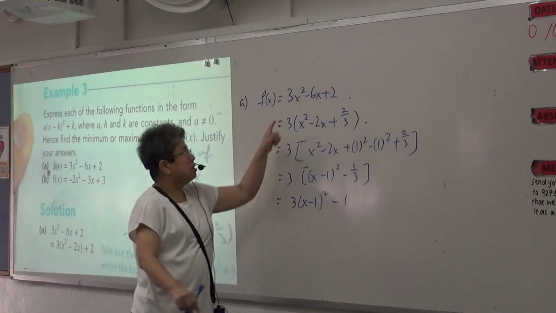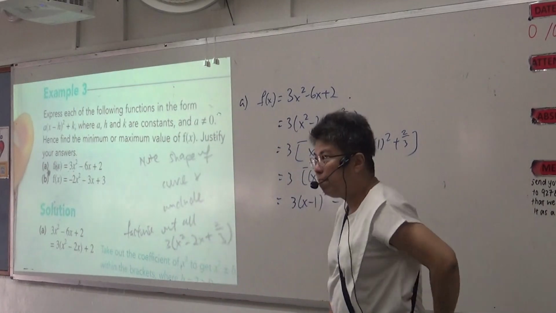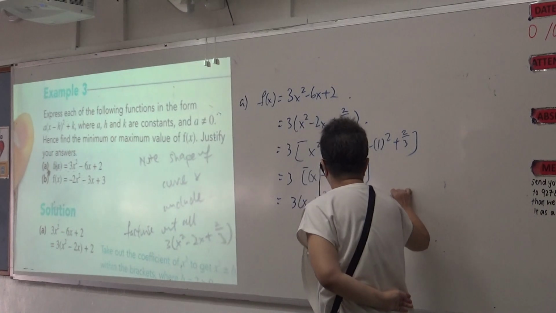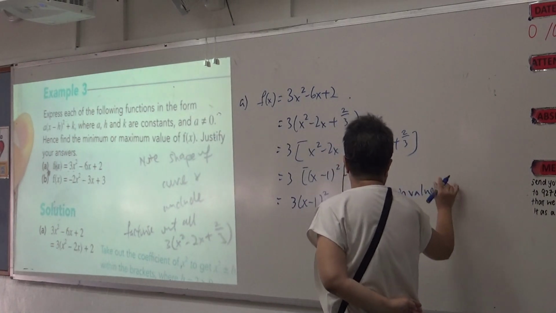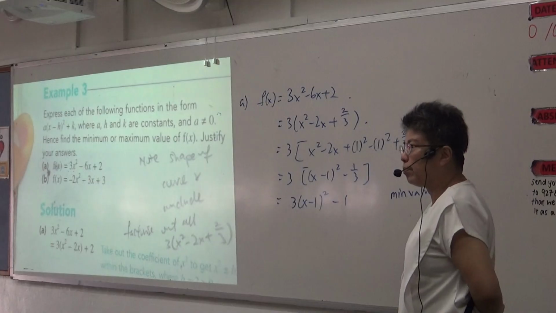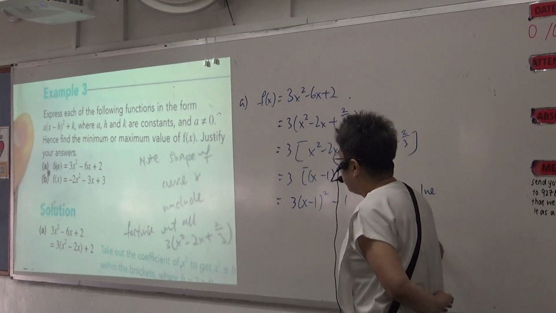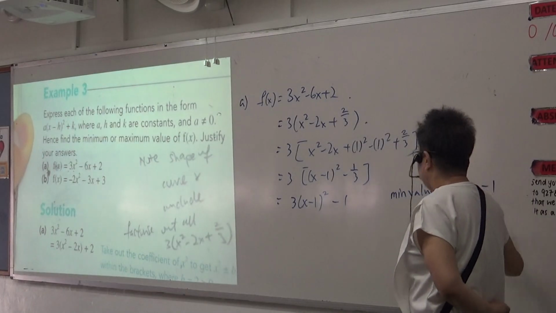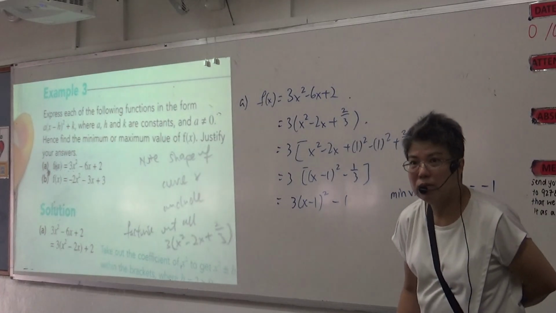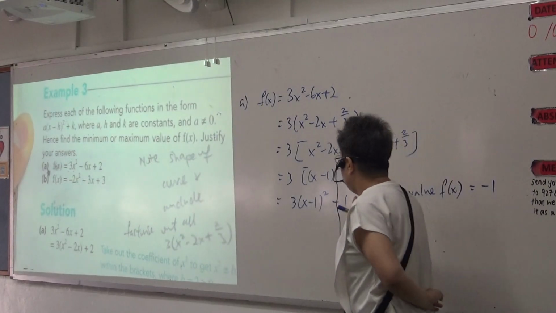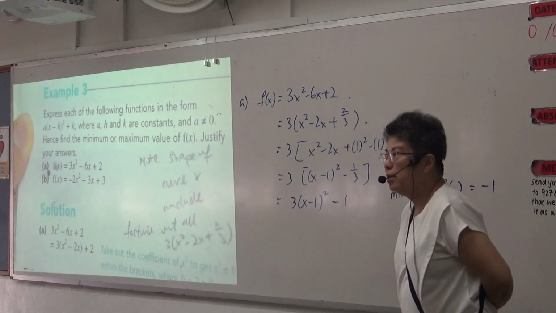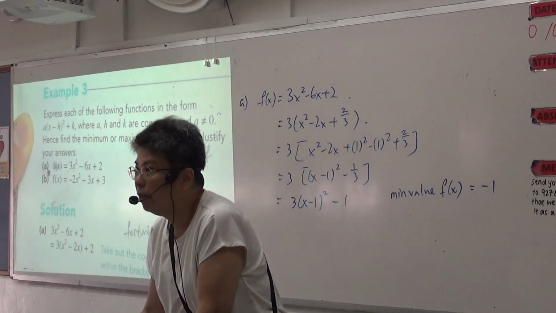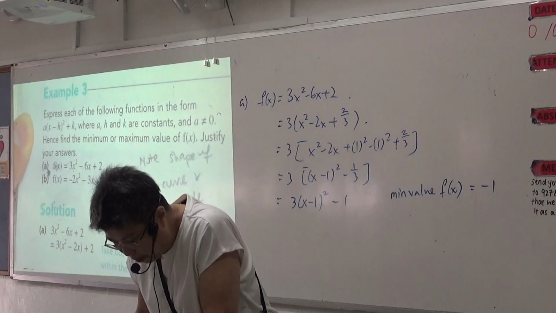Now, you look at this. This is a U-shaped curve. Can you tell me what the minimum value of f(x) is? It's -1, right? Can you see what I'm talking about? The minimum value is this one. -1. Everybody clear with what I'm saying? Yes. The minimum value is -1.